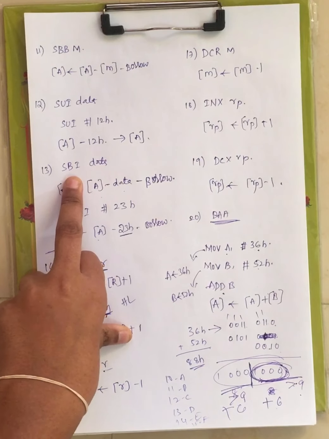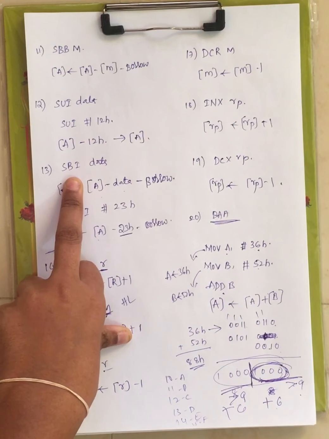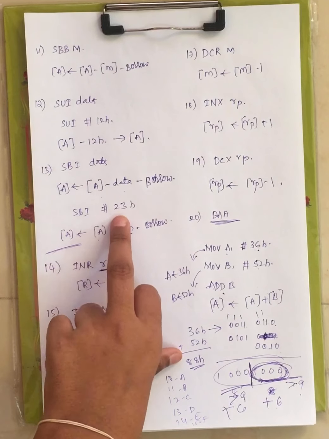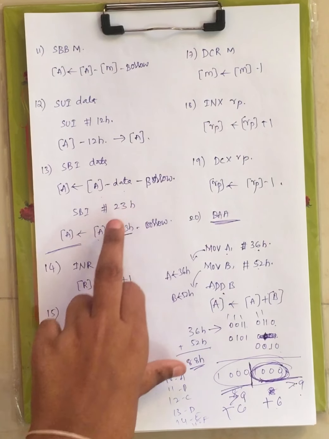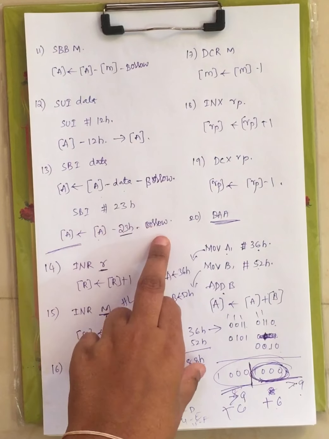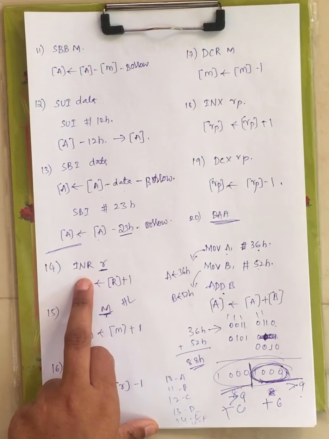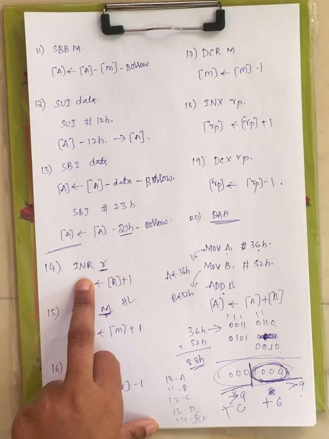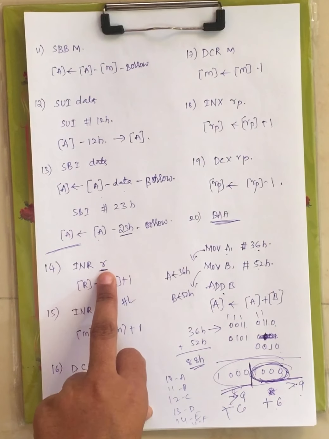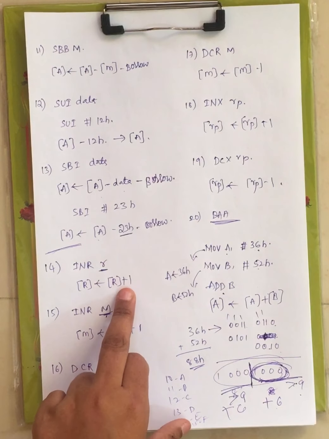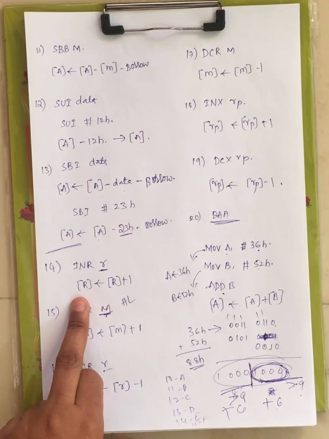Now coming to the 13th instruction, SBI data, subtracting immediate data along with borrow, right? The example is SBI 23H. This 23H is subtracted from the contents of the accumulator along with borrow and the result is stored in the accumulator register itself, right? Now coming to the 14th instruction, INR R. INR indicates increment, right? Whatever register is specified within the instruction, that register's contents are incremented by 1 and the result is stored in the register itself, right?